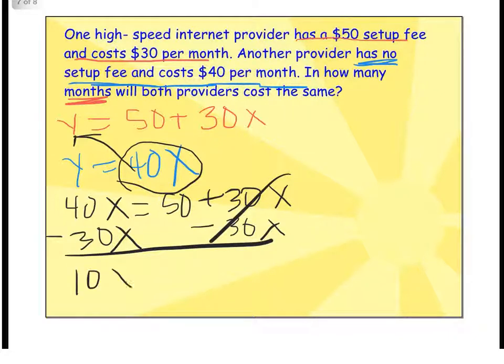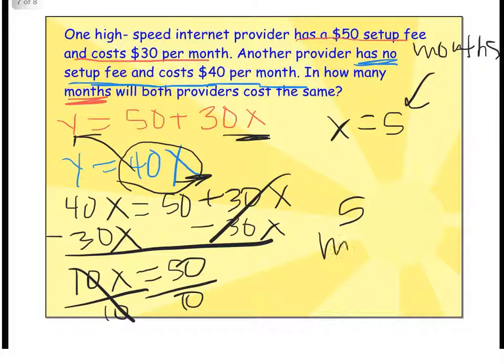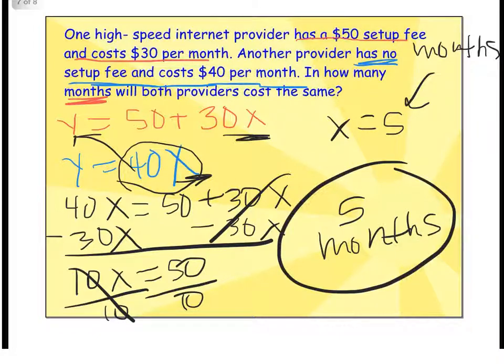Leaves me with 10x is equal to 50, and divide out my 10. So x is equal to 5. Now I have to ask myself, what does x represent? Well, if I look at x in my formula, so I have 30 times x and 40 times x, that's my monthly cost. So x must be my months. So I don't need to solve for y here because it's only asking for months. So after 5 months. If it wanted to know the cost after 5 months, I would plug that back in to get it.